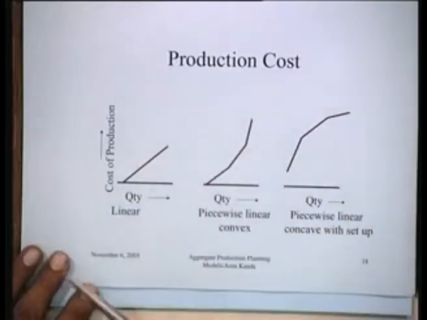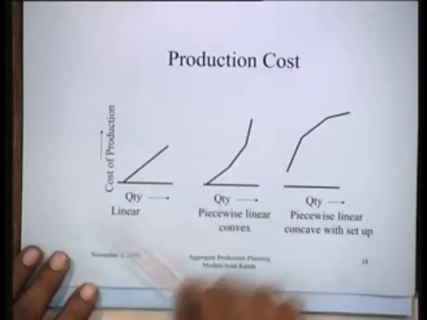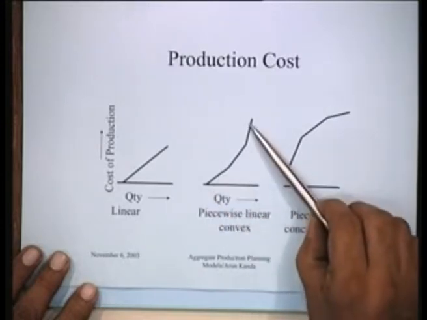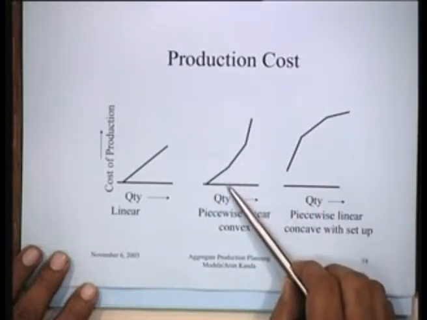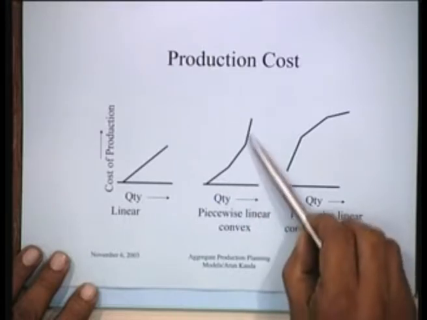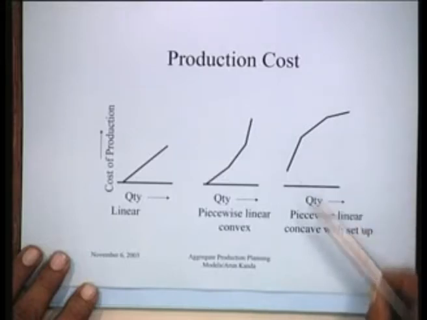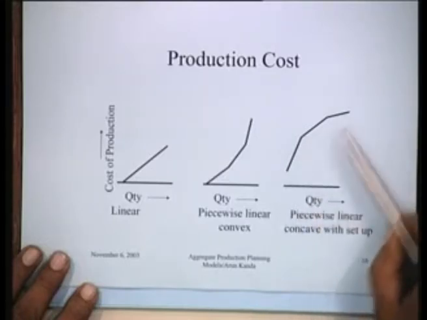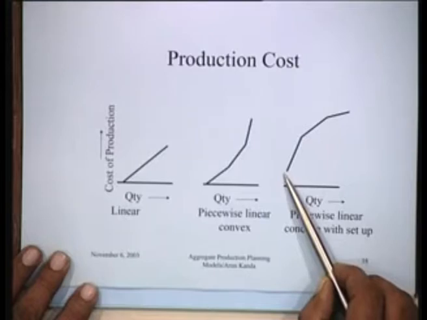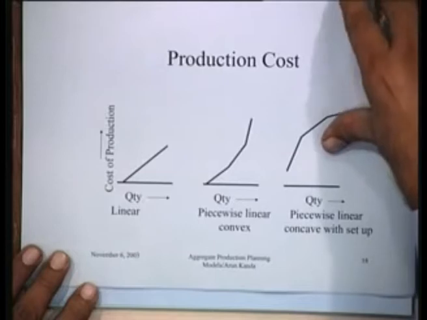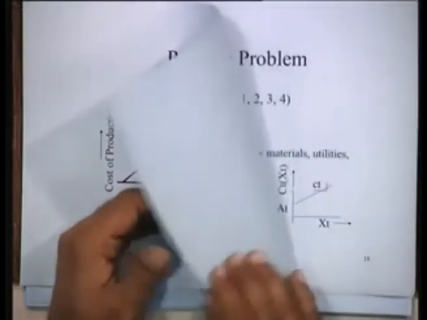So in fact, look at the variation of production costs. If the cost of production is linear, if the cost of production is piecewise linear, but it's like this. This is like regular time production, overtime production and subcontracting. Typically the cost would be going up. But these are now piecewise linear concave with setup. You've set a setup cost and then these are of this nature. So production costs can also be of this nature.